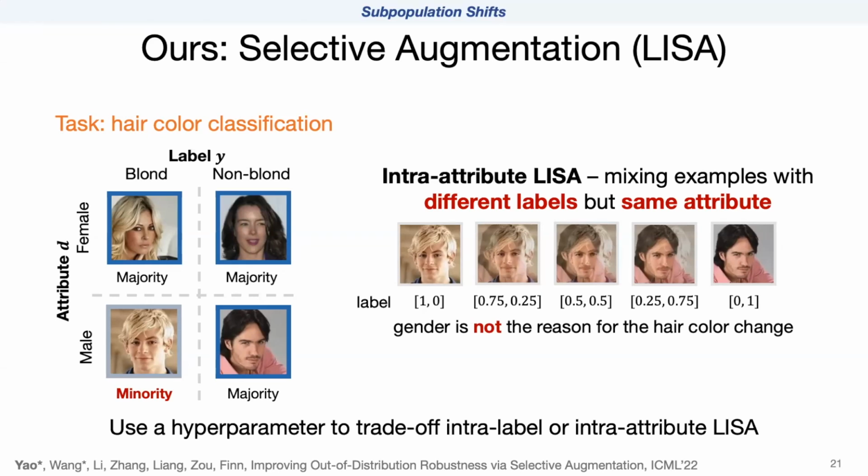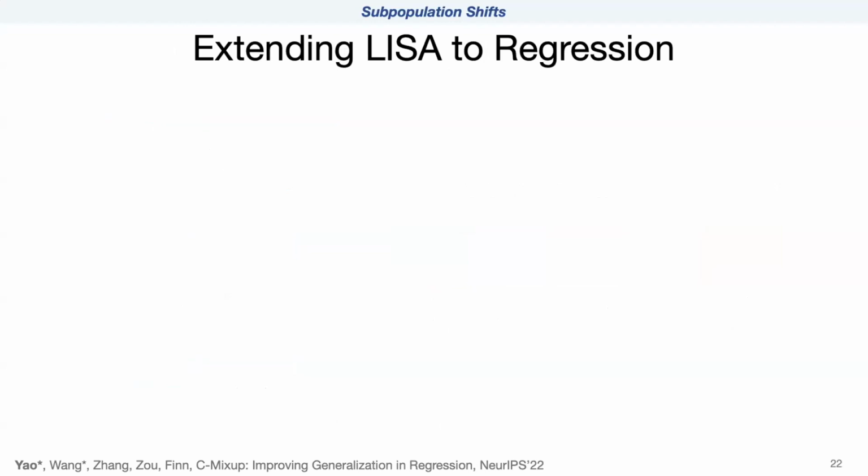In most cases, the intra-label LISA works pretty well compared with the intra-attribute. And sometimes we even found a generalizable version of the intra-label LISA, which will be mentioned in the next slides. So in the next slide, I would like to mention that we also extend LISA to regression, where it can also be treated as a generalizable version of the intra-label LISA.